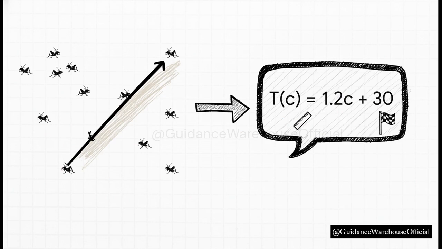And believe it or not, from that one simple hand-drawn line, we can actually create a mathematical model. By looking at where our line starts and how steep it is, we can write an equation, something like this. The temperature is equal to 1.2 times the number of chirps plus 30. And just like that, we have a formula based on our quick sketch.